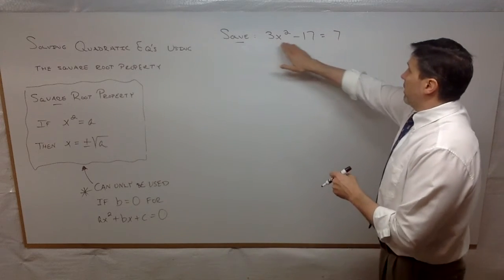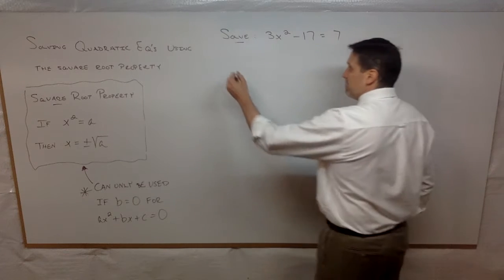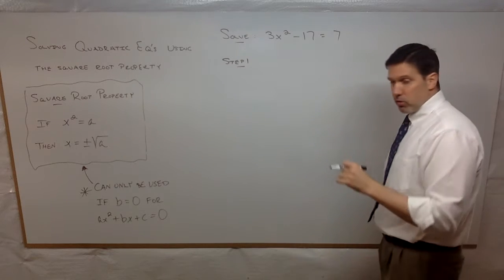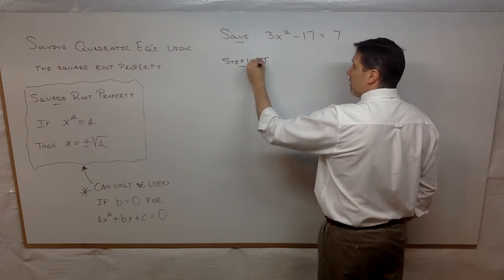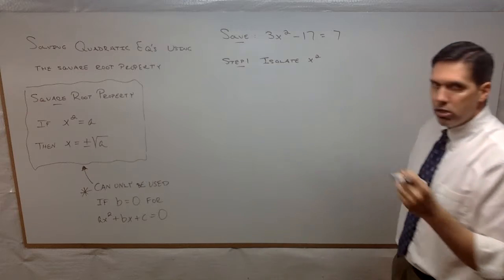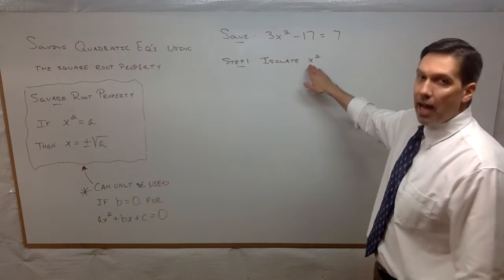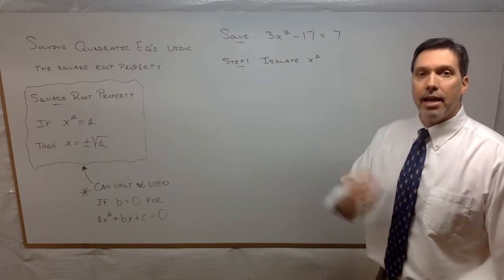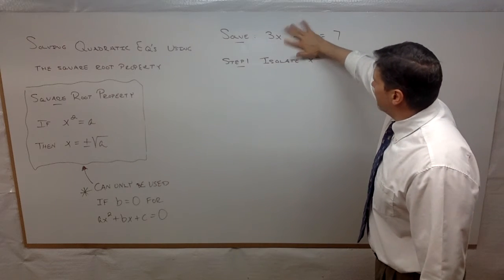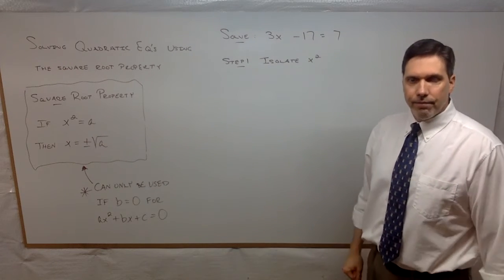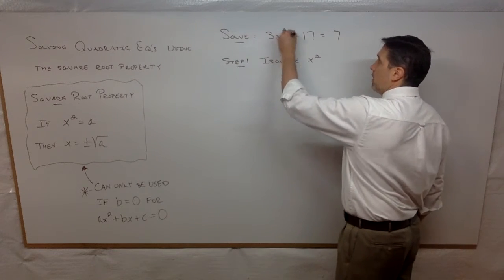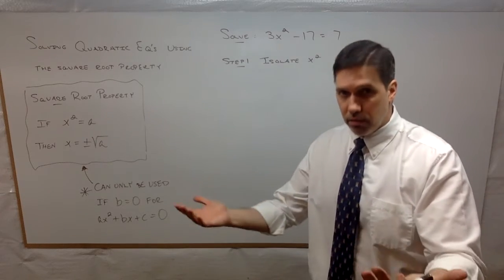So I have 3x squared minus 17 equals 7. In my first step, I'm going to apply the square root property, which I am because there's no linear term. I'm going to say isolate your quadratic term. So isolate the quadratic term, x squared. Get x squared by itself. So how would I get x squared by itself? Well, the same way you would get x by itself, solving that very, very simple algebra 1 equation. You would add 17, you would divide by 3. Well, how do you get x squared by itself? You add 17, you divide by 3.